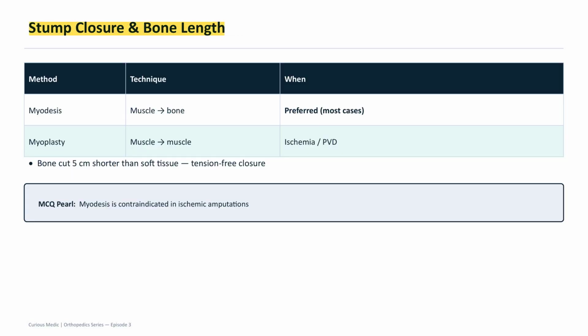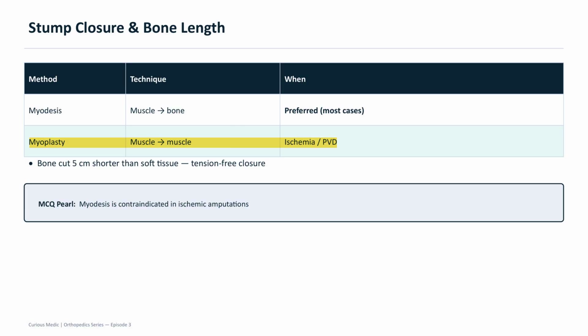The third principle is stump closure, myodesis versus myoplasty. Myodesis means the residual muscle is sutured directly to bone. This is the preferred technique in most amputations because it creates a stable, firm stump that works well with a prosthesis. Myoplasty means the residual muscle is sutured to the opposing muscle, muscle to muscle, not muscle to bone.